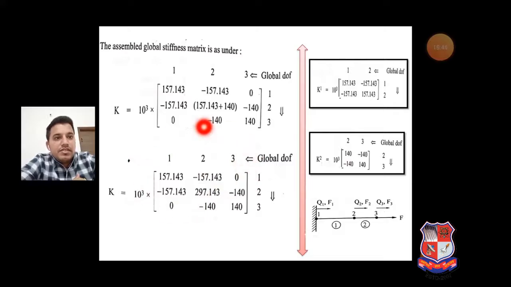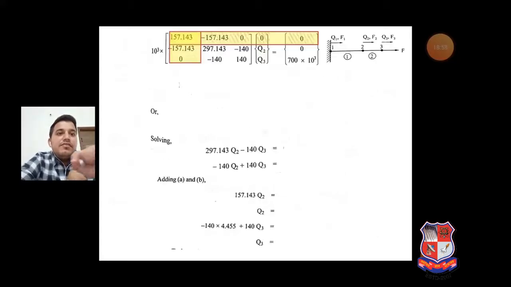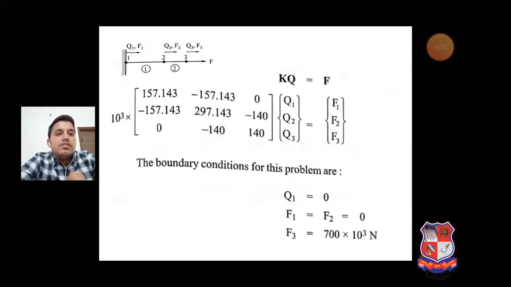Now up to this, if you have any query you can ask me in the comments. Okay, we are just doing a revision. Next step, we already know that KQ is equal to F, and we are putting the value of K, Q and F. We very well know that q1 is 0 because a fixed support is there. That's why we write down q1 is equal to 0.